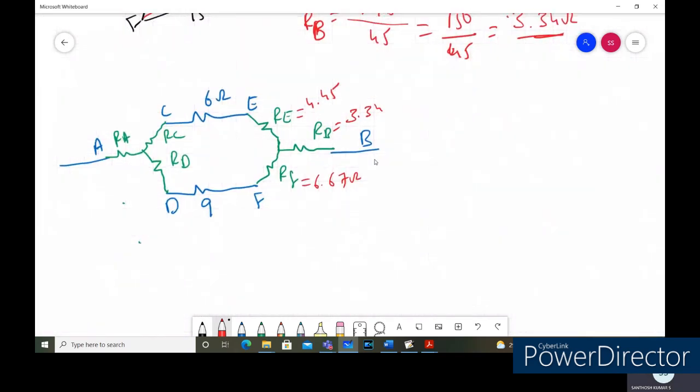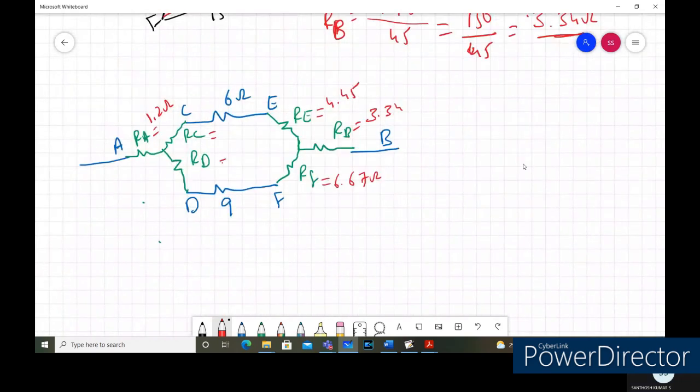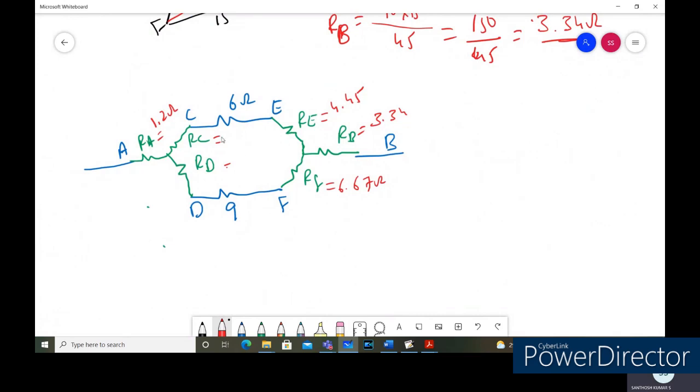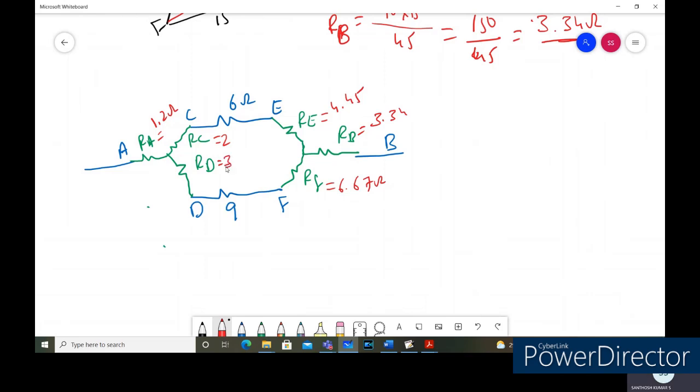So RA 1.2. So this is a 1.2 ohm, RC and RD. So RC is 2 and RD is 3 ohms. Now if you look into the circuit diagram, we can see RC and the 6 ohm, these two are in series, and this 9 ohms and 6.67 ohm are in series here, and we'll get the equivalent resistance. So this part of the network will become equal to like this.